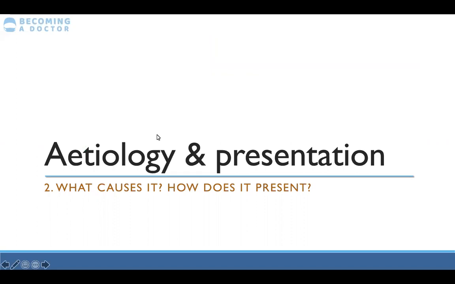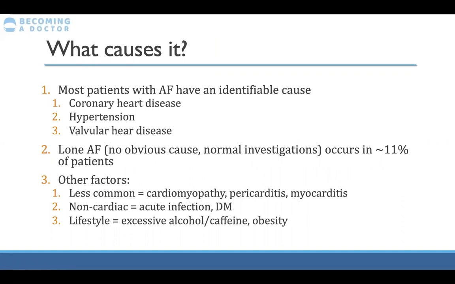So now we're going to move on to the etiology of AF. So what causes it and how does it normally present? Most people with AF have some kind of identifiable underlying cause, for example, coronary heart disease, hypertension, or valvular heart disease. There is also, importantly, such a thing as lone AF, where there is no obvious cause and all of your investigations are normal. This will typically occur in about 11% of patients with AF.